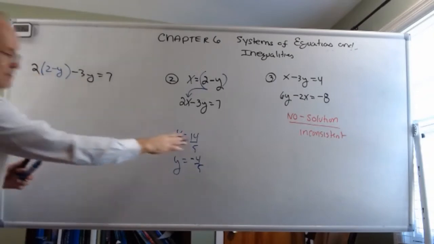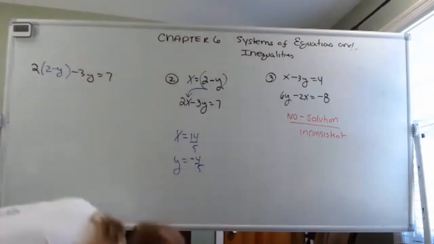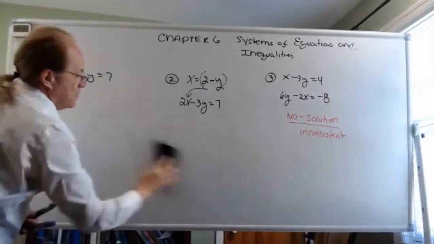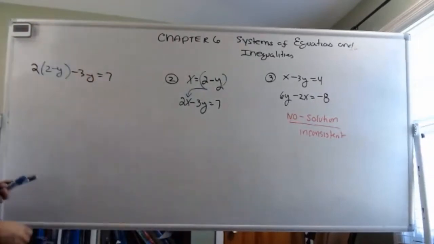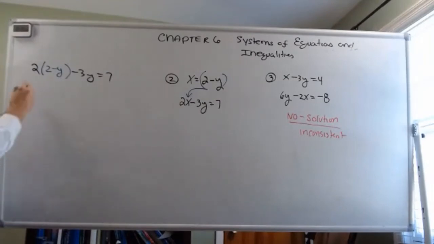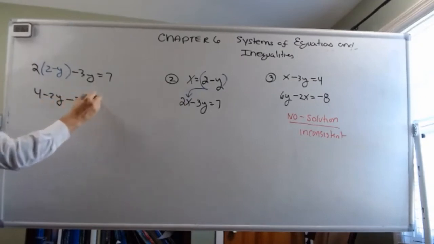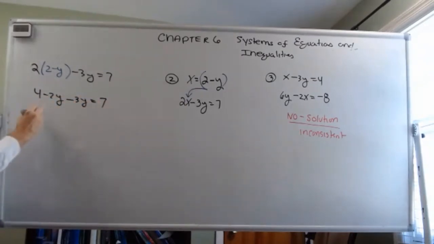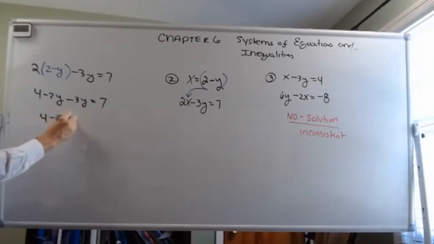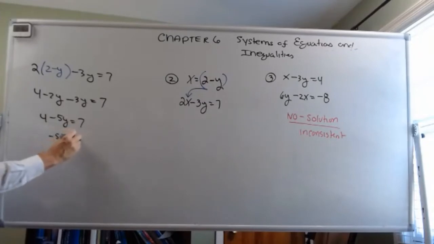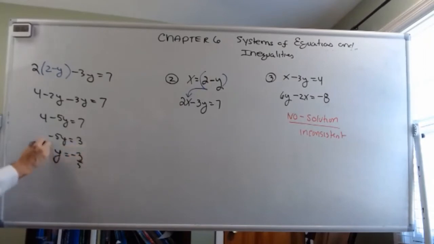I made a mistake there. So these are off. What happens when I do them inside my head? I wasn't carrying one of the coefficients. Distribute that, so I get 4 subtracting 2y minus 3y is 7. So I get 4 subtracting 5y is 7. Then I subtract, so I get negative 5y is equal to 3. Dividing that, I get y is equal to negative 3/5.